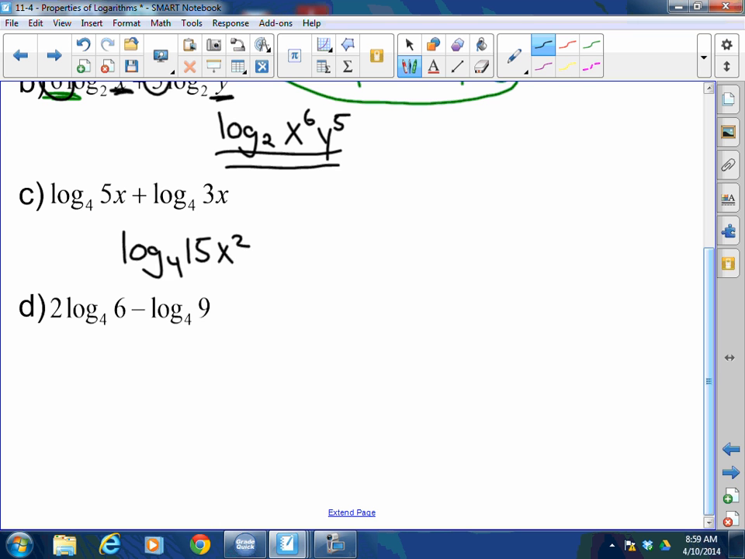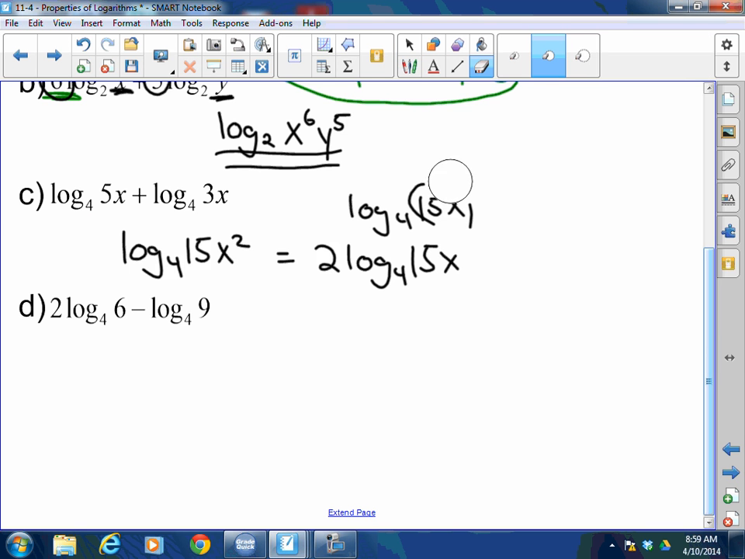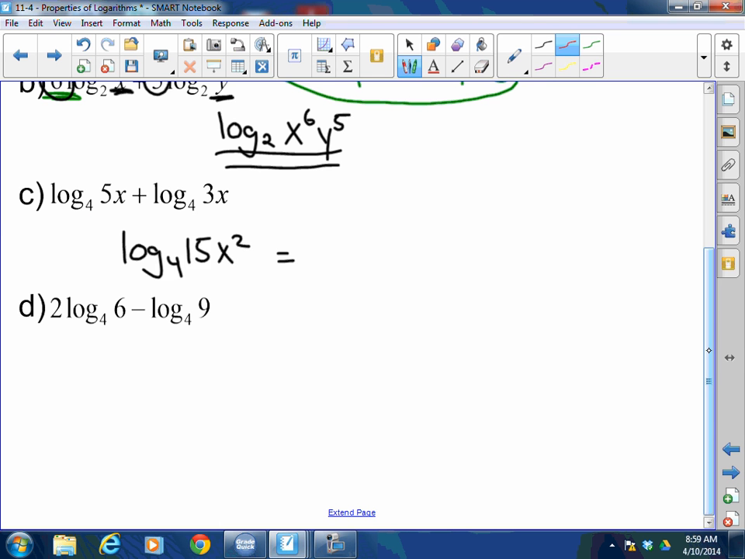If I wrote this like this, could I also have written this like this? No. Thank you very much. If I did it like this, that would imply that I'm affecting the 15 as well. Very good job. So that's why we don't do it like that.